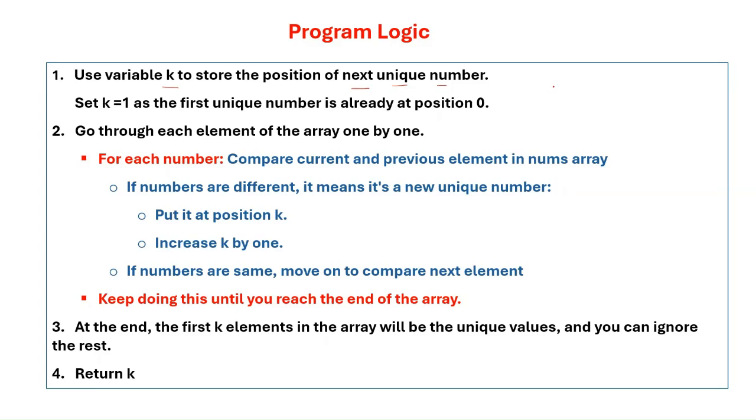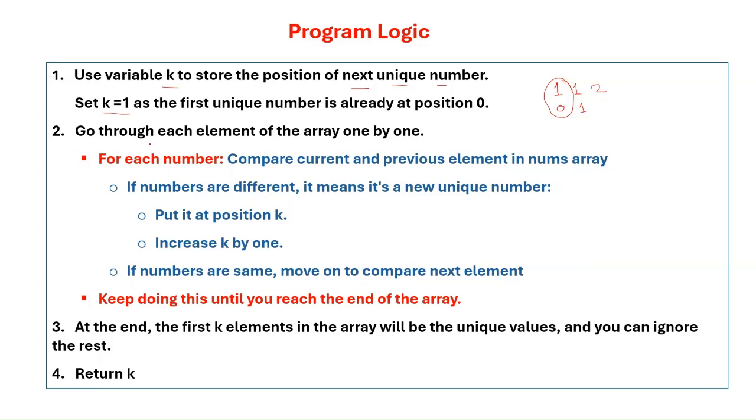Say for example, if we have an array with 3 elements 1, 1, 2. So 0th position number is already unique and next unique number should come at position 1. So that's where we'll always start with k equals to 1.